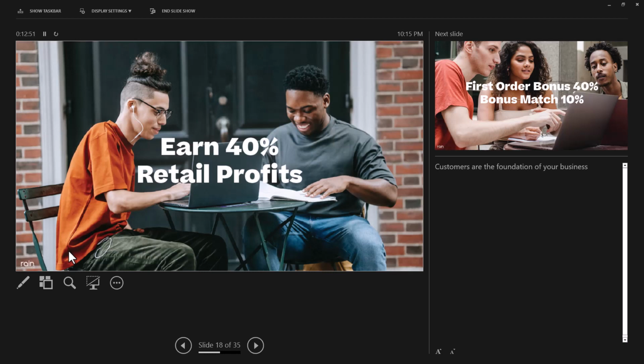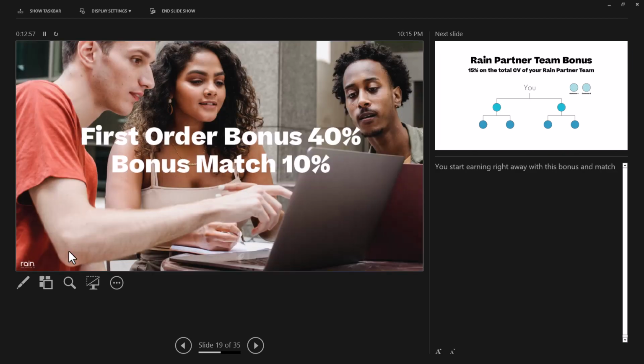You're going to earn 40% of the commissionable volume of that product. Pretty cool. Those are your retail profits from customers. You also earn when you enroll somebody into your business as a RAIN partner. RAIN partners have the intention of building RAIN businesses. So you get a 40% bonus, 40% of the commissionable volume of whatever package your prospect starts with.